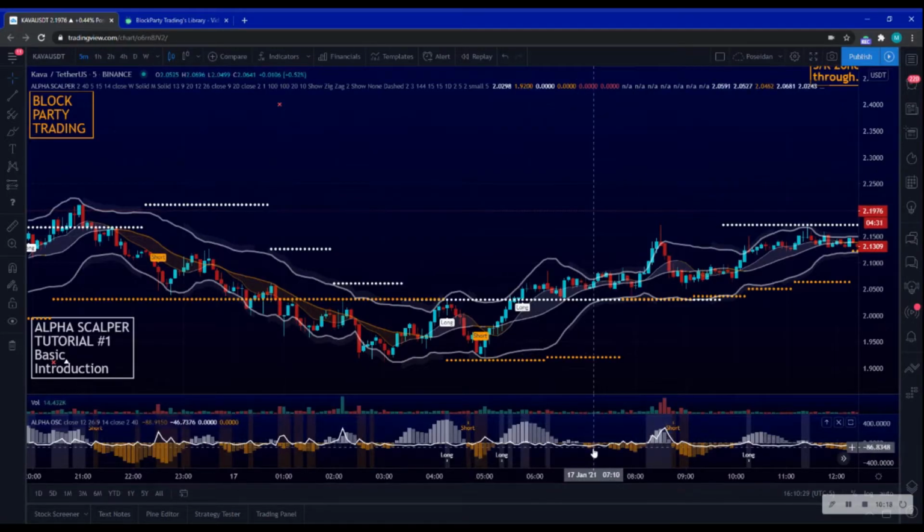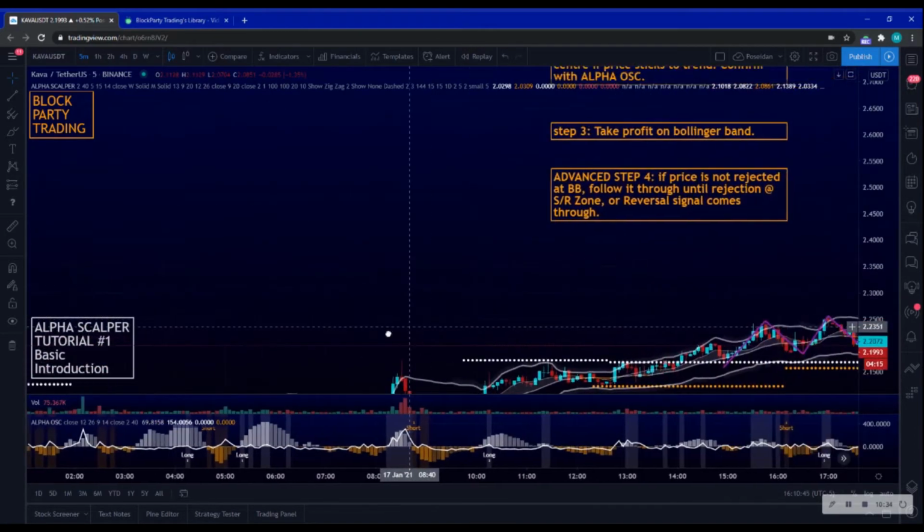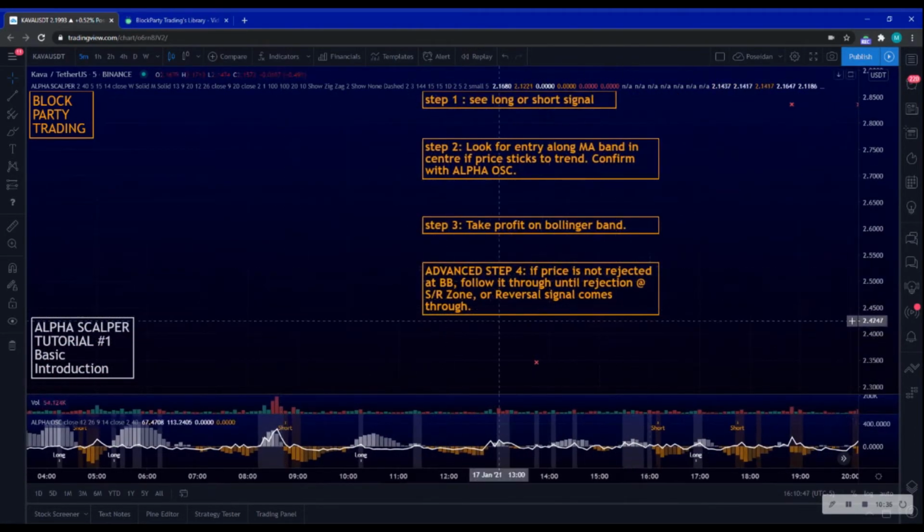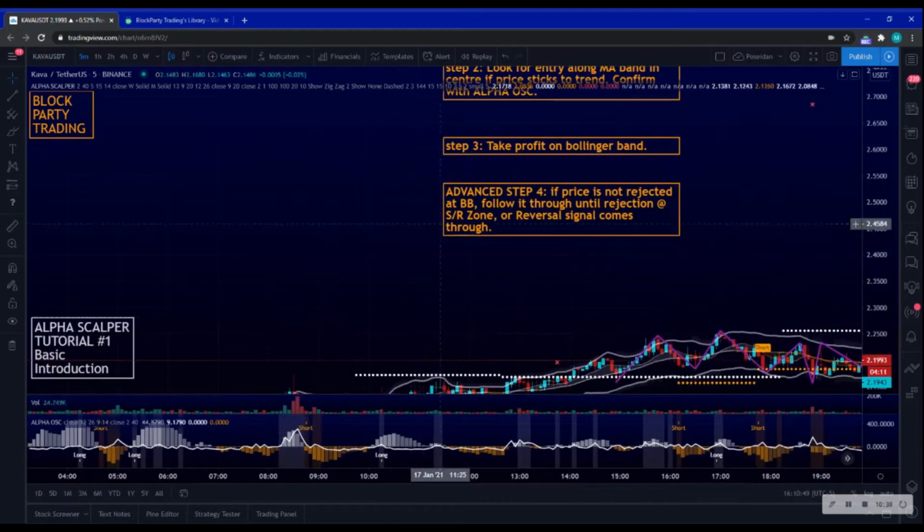The downtrend, when it does form, is very weak. Your volume's very low on it. So you know, hey, chances are I'm going to get some more up here soon. In that case, you want to hold it until you get a strong rejection on your alpha oscillator. But that is the advanced step 4.